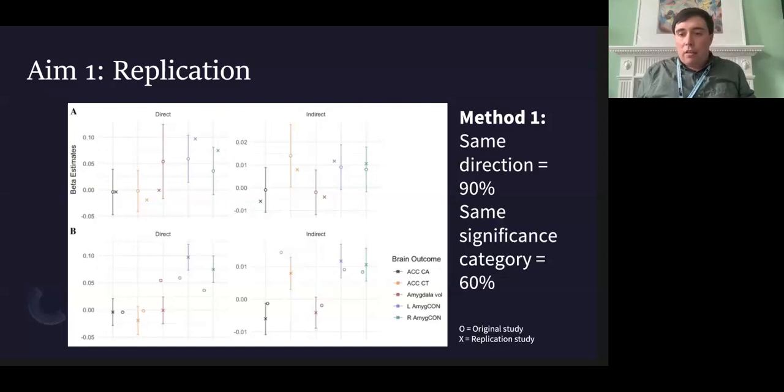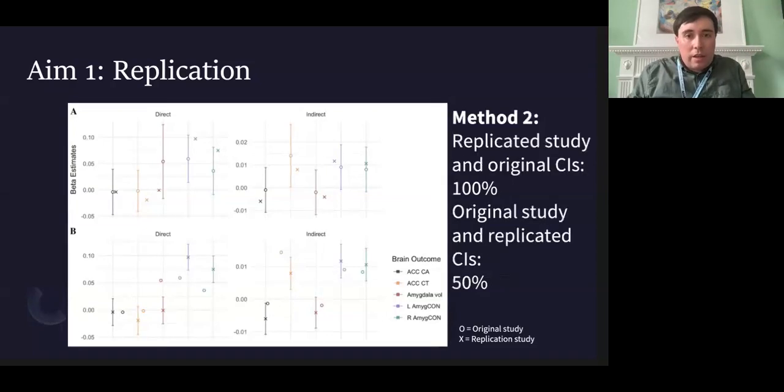So we saw direct effects of family environment on the brain and indirect effects of pubertal stage linking family environments and the brain that were significant in the replication study, but actually weren't significant in the original study. So although 90 and 60% were the same, there were some things that were significant in the replication that weren't significant in the original sample. That could be down to power or whatever it may be.